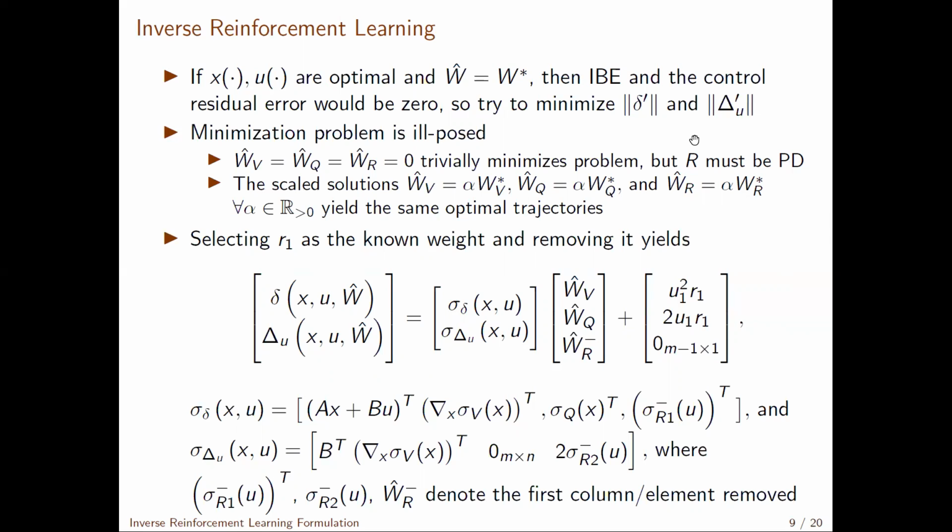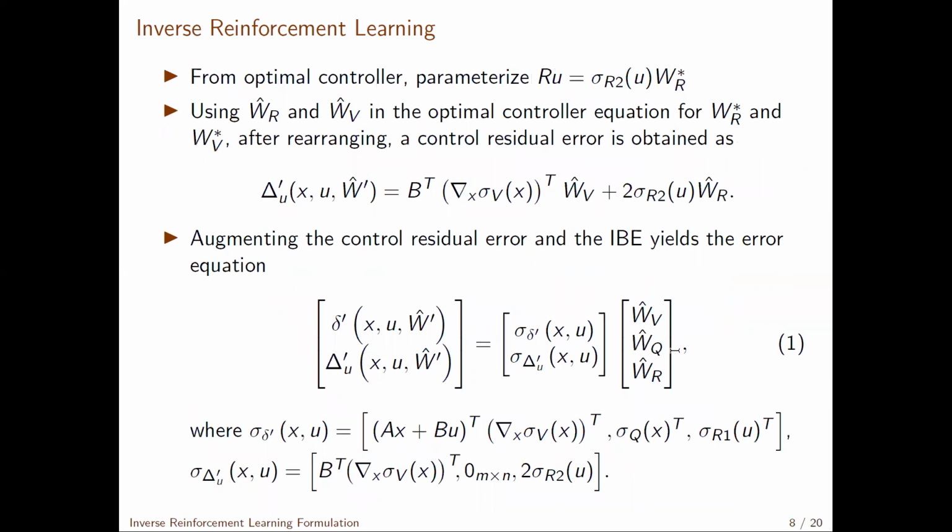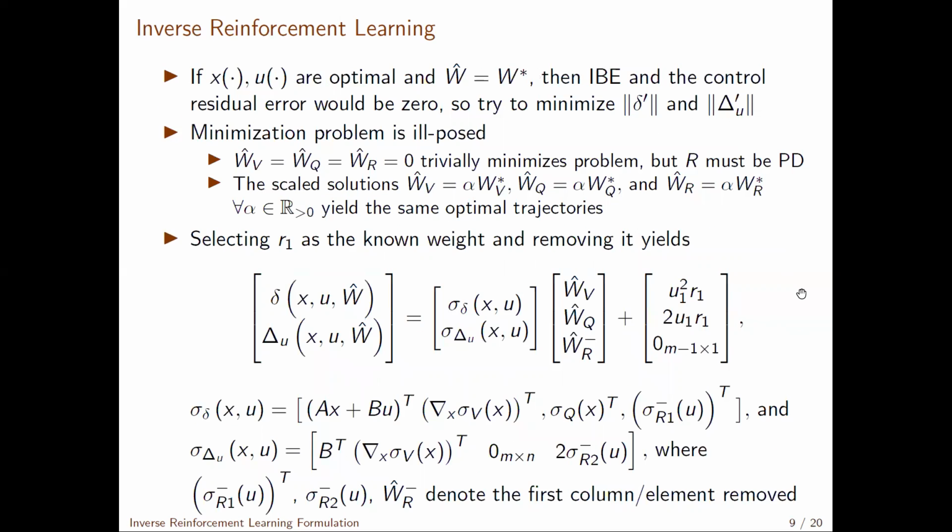However, this minimization problem is ill-posed. If you set all these weights identically equal to 0, this trivially minimizes the problem. However, since this is an LQR problem, R must be positive definite, so this is not a useful solution. Also, in optimal control theory, we know that a positive scaled multiple of a reward function yields the same trajectory. So how can we differentiate between these reward functions if we're just monitoring trajectories online?